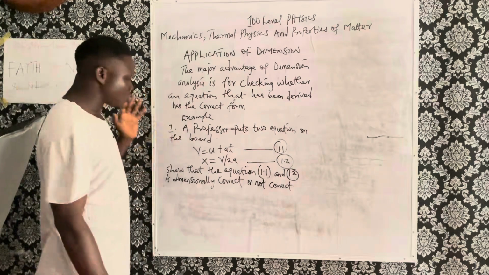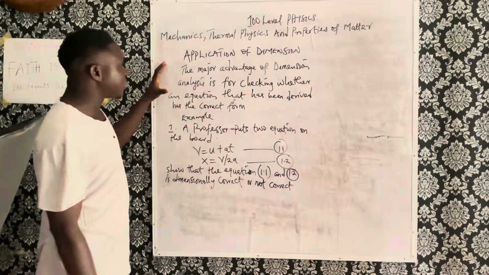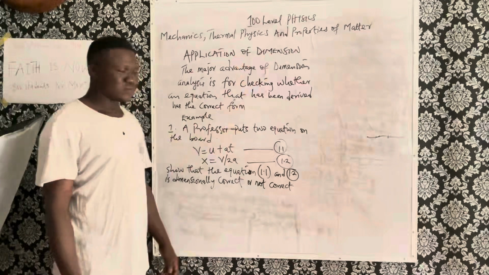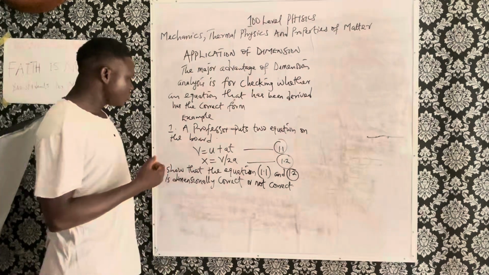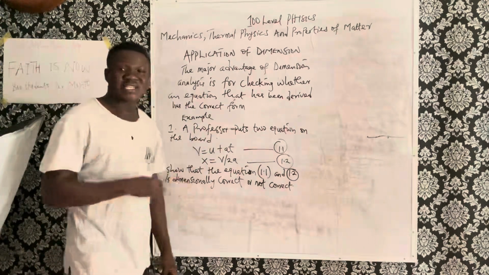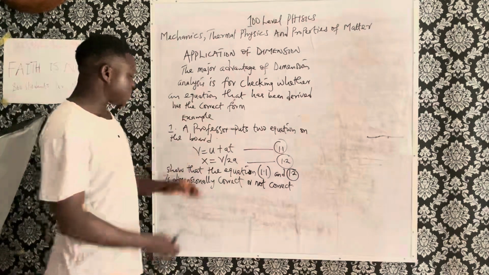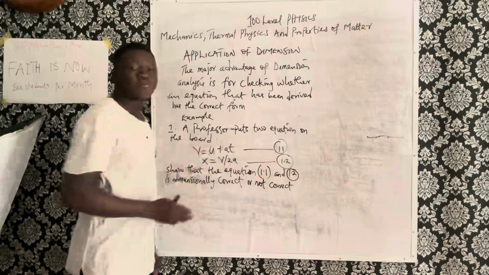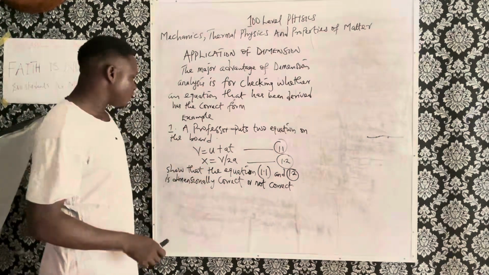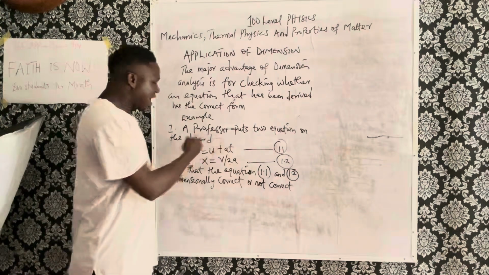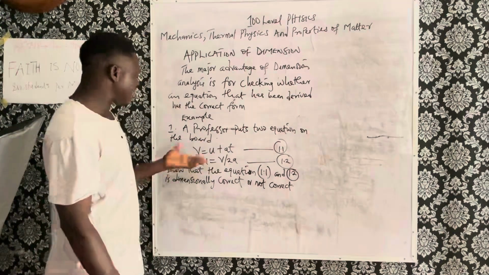So in this video, what we want to do is apply the unit of dimension. In the last video, we talked about how we represent each of these physical quantities using their dimensions. So what we want to do is to actually check if this equation is correct.